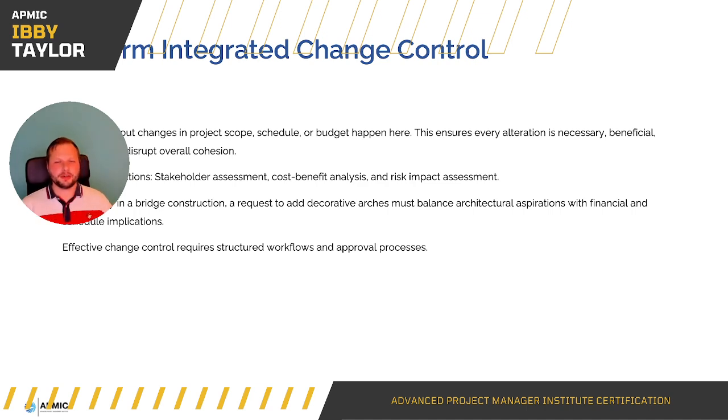Now, perform integrated change control. So decisions about changes in project scope, schedule or budget happen here. This ensures every alteration is necessary, beneficial and doesn't disrupt the overall cohesion. So this is similar to what I just touched on in the slide previously. Change control will happen. Whether it's to scope, schedule, budget, it could be to all three.